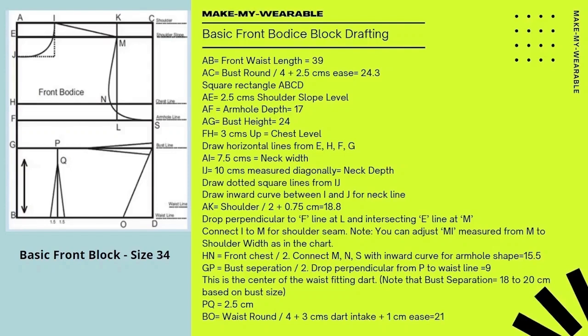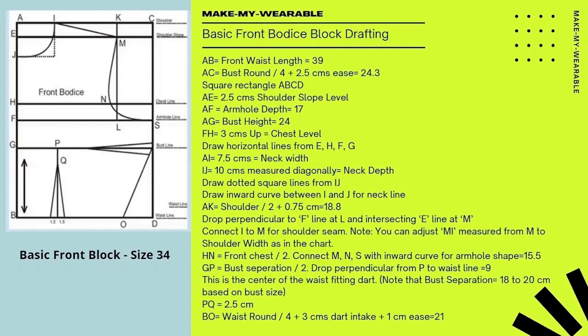Now from A, you have to measure down the bust height and mark point G on the AB line and draw one horizontal at point G. Now you have all the horizontal levels needed to draft this pattern: the shoulder slope level, which is the point E line; the chest level, that is the point H line; the armhole level, which is point F line; the point G, which is the bust line; and finally point B, which is the waist level for front.